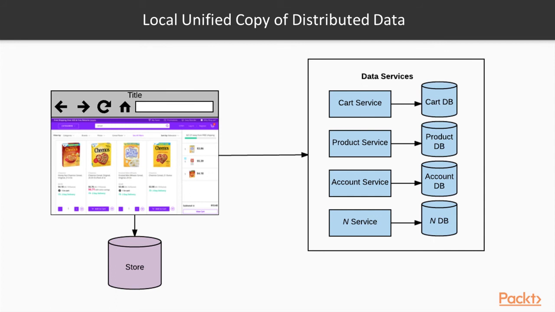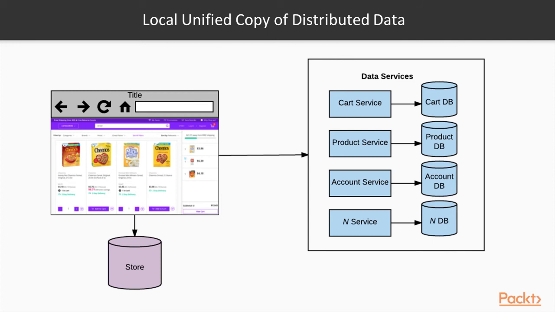However, this is not how a true application would work, since the state in the browser is only a local copy that needs to update and reflect the state of the backend system. For example, if the user closes their browser or uses a different browser, the cart should be persisted. The browser's store, in a sense, is only a unified copy of the distributed data services.